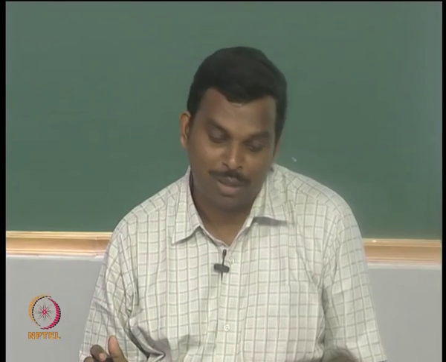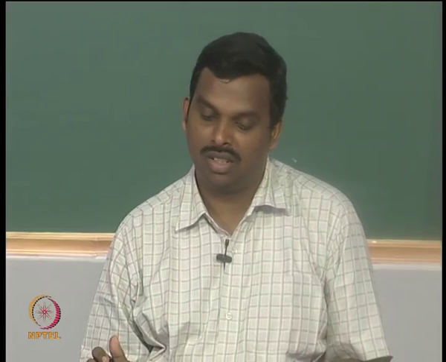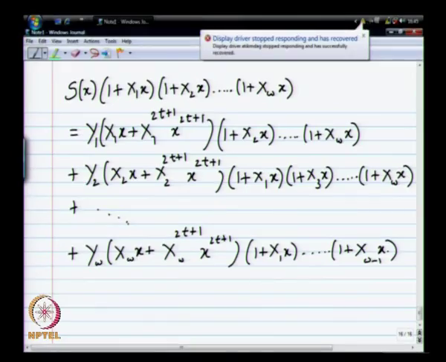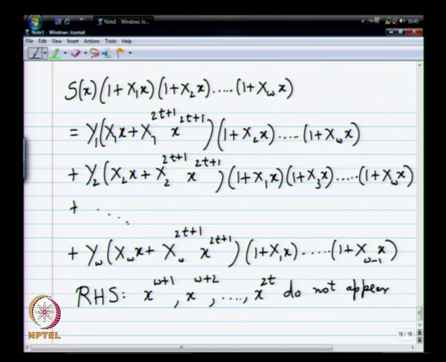Of course, constant is not there, but constant is not there on the left hand side also. 2t from where? W plus 1 to 2t, right? There is no such term. So on the RHS, there are some terms that do not appear: x power w plus 1, x power w plus 2, and so on till x power 2t do not appear. So that's great. Seems like that's a positive step.